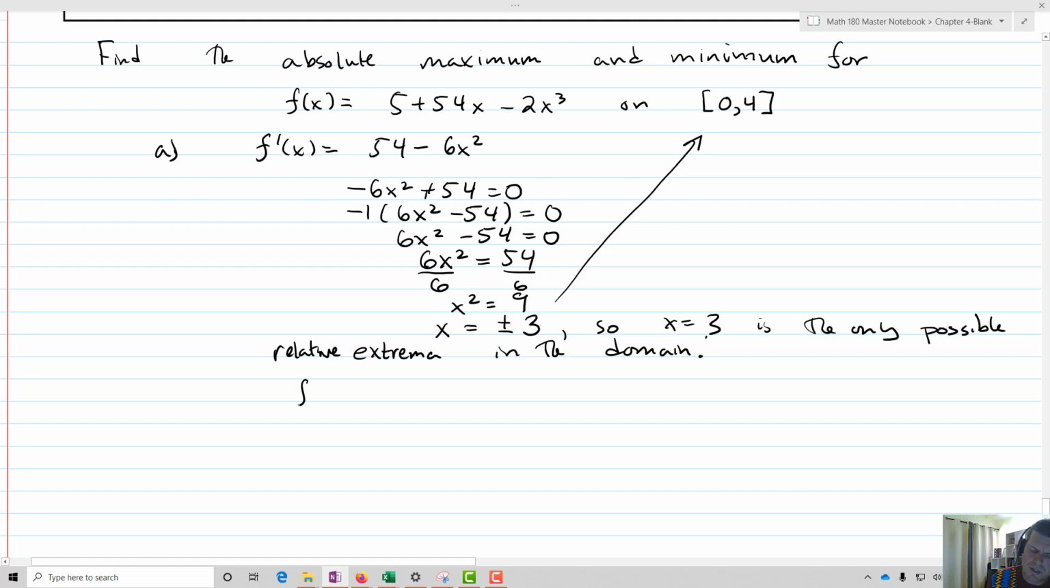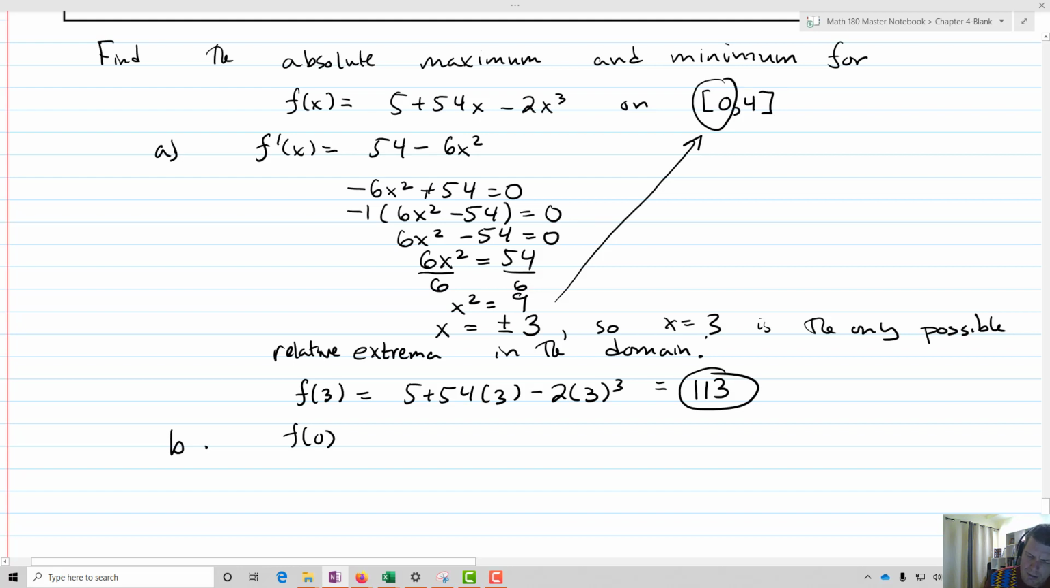So I take f of 3, and that's going to equal 5 plus 54 times 3 minus 2 times 3 cubed. So that's going to be equal to 113. Okay, so that's our first value. Now we go to B, and we're going to have to find f of A and f of B. So first, we'll find f of 0, because that's the left endpoint. F of 0 is going to equal 5 plus 54 times 0 minus 2 times 0 cubed, which just equals 5.